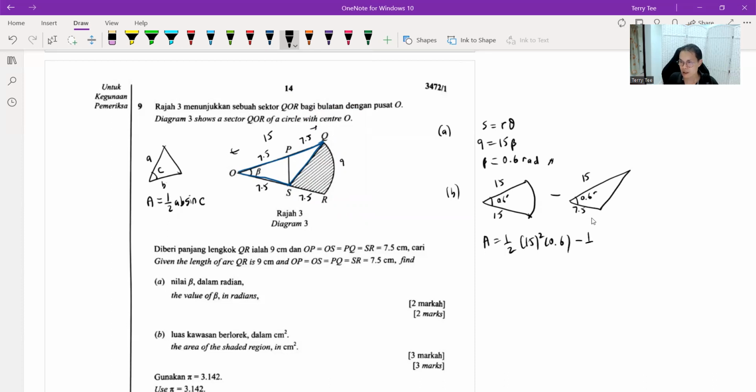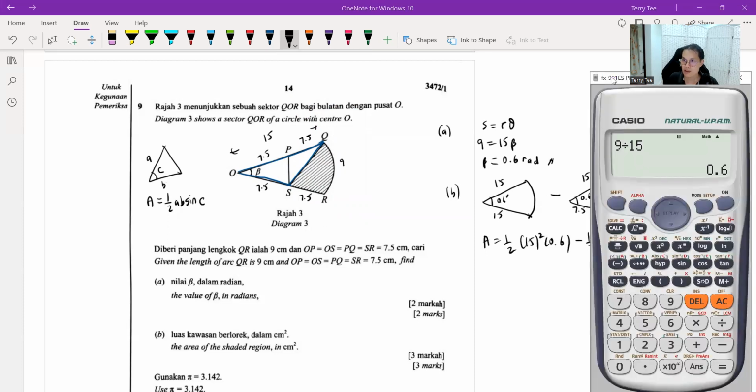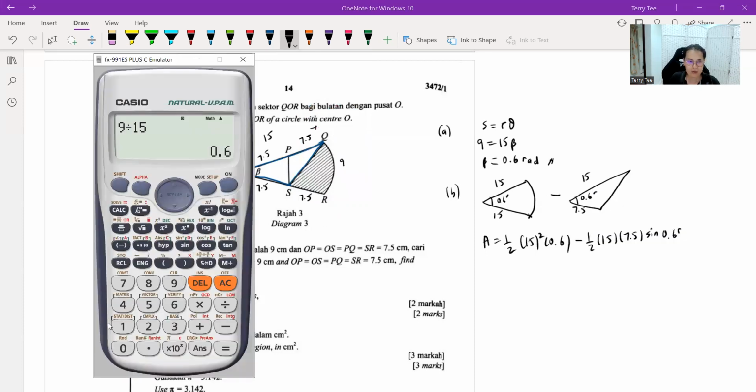Then for area of the triangle, I use half AB sine C. Sine 0.6 radian. Okay, so let's calculate this. Your half r squared theta, where theta is 0.6, minus half AB sine 0.6. Your r is 15, your AB is 15, so 7.5 sine 0.6.